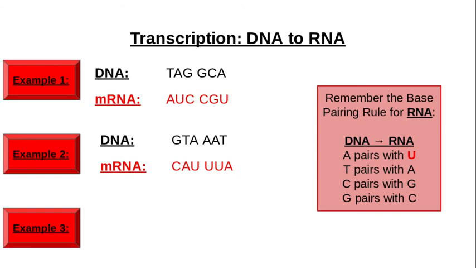Here's example 3. DNA segment CCA GTG. Pause the video and see if you can get the mRNA strand. The mRNA strand is GGU CAC.